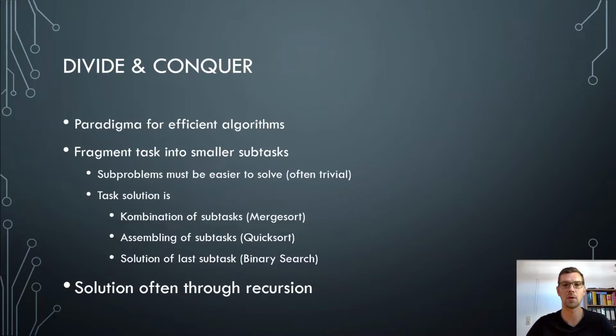For example, merge sort. I blend in a link to a video where I covered merge sort completely, including its implementation. That is really a great example. Another great example is the assembling of the subtasks, where we put those subtasks together again to generate the solution as in Quicksort. I also made a great video on Quicksort. Have a look at it. I blended it in the top left or right corner.